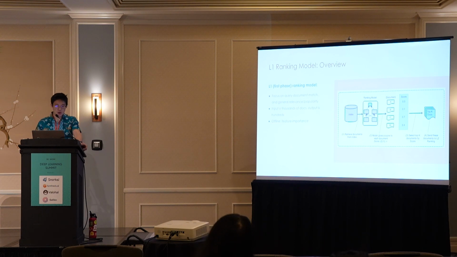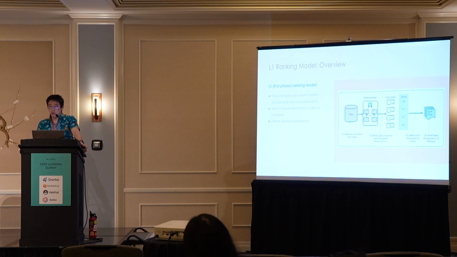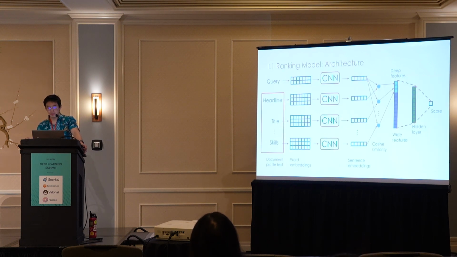So a little bit about our L1 ranking. Again, this is focused on query document matches and general relevance and popularity. The input is roughly thousands of documents, and the output we're hoping to pare down to hundreds, and I'll get into a little bit more why. If you look on the diagram over here, the idea is we get all of these documents, assign a score to them using a model that I'll introduce to you in a sec, and then we take the top K of these documents by the score that we've produced, and then send this to our next phase of ranking.